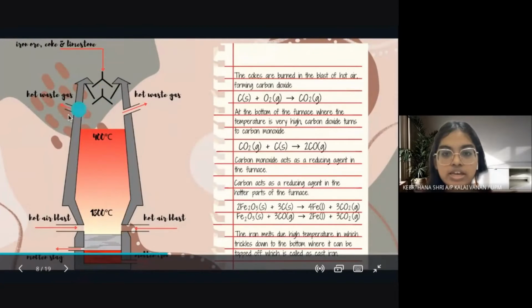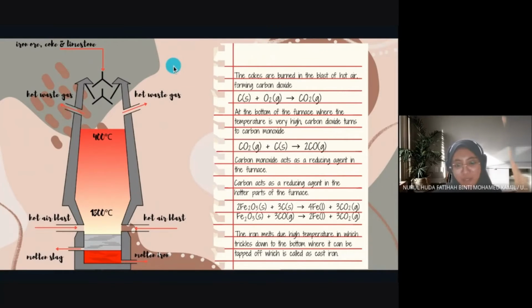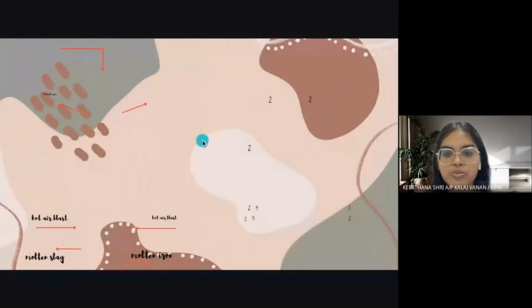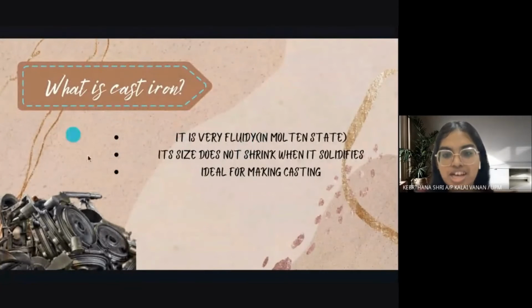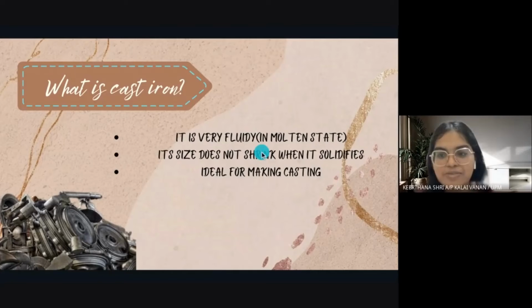This is the diagram of a blast furnace, where at the very bottom we can see the molten iron. The molten iron is known as cast iron. What is the difference between cast iron and pure iron? Before we know the difference, we should know what cast iron is. It is very fluid in the molten state and its size does not shrink when it solidifies.